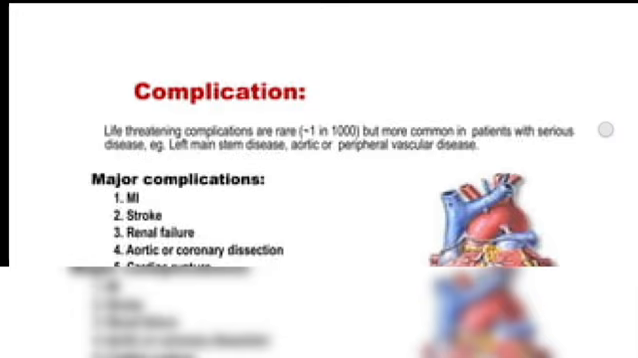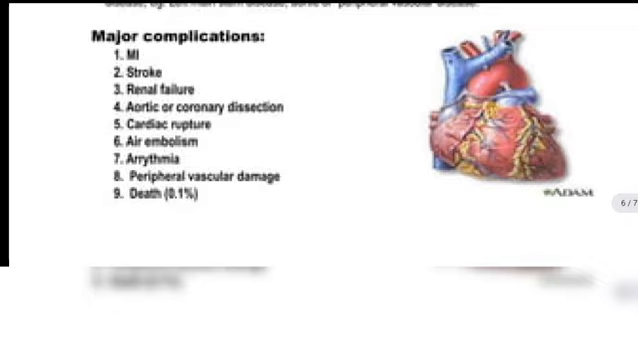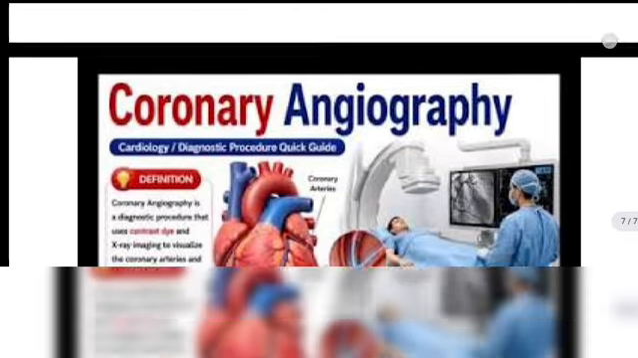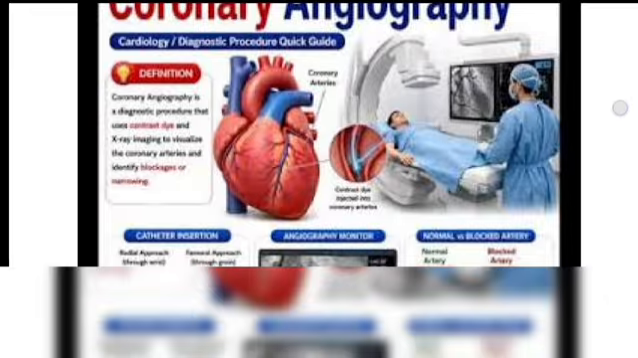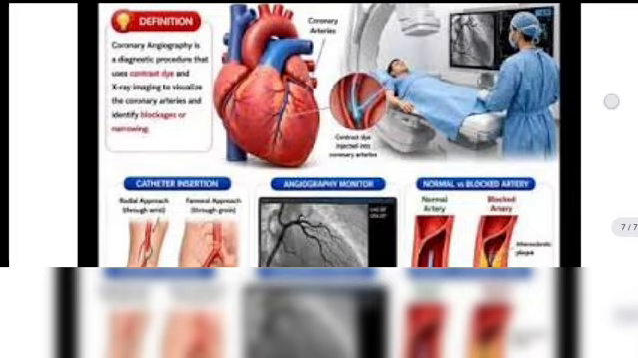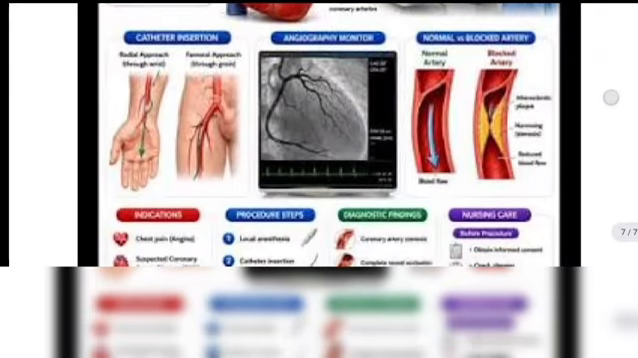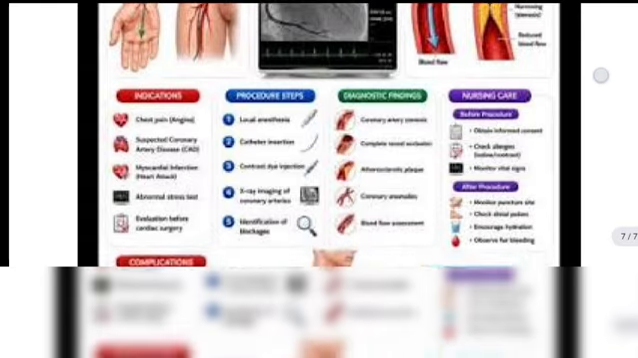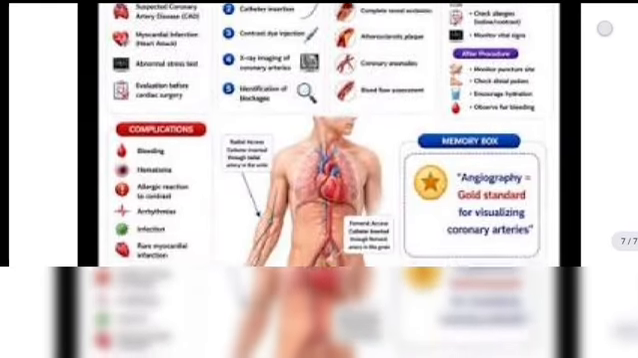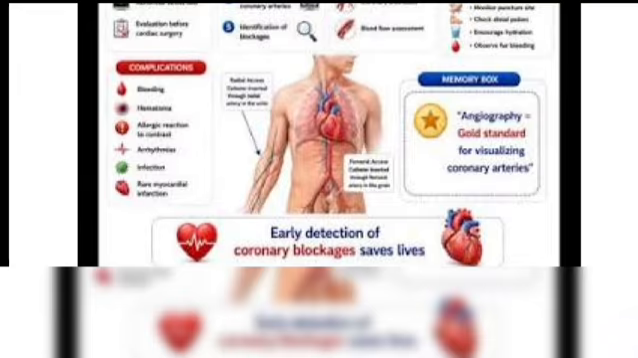Then there are also some complications. The complications are MI, stroke, renal failure, aortic or coronary dissection, cardiac rupture, air embolism, arrhythmia, peripheral vascular damage, and sometimes even death of the patient. There may be an irregular heartbeat, sometimes heart attack or stroke, allergic reaction because of the contrast dye, and bleeding or bruising.